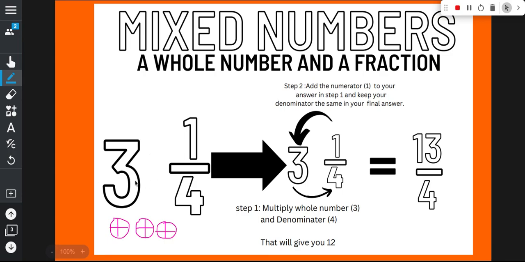So if I want to convert it, what I can do is the big number times the bottom number, because I'm multiplying how many parts I had. So 3 times 4 is 12. And then I'm going to add how many pieces I have still on top. So I'm going to add that 1. So 3 times 4 is 12, plus the 1 gets me the 13 on top, and the bottom stays the same. I like to use the little rhyme, big times bottom plus top is top, bottom stays the same.